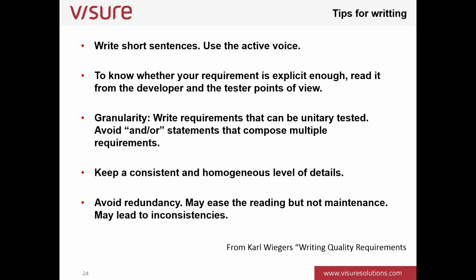Keep a homogeneous and consistent level of detail for all the requirements, and avoid redundancies, which may ease the reading but not the maintenance, and may lead to inconsistencies. This is hard to do, but we are not writing a novel. It shouldn't be funny to read. It must be clear and precise. So the whole specification could be a bit boring to read, because it's the system shall, the system shall, the system may, the system must. But that's what it is. We are not writing a bestseller. We are writing a specification that must be easy to understand and easy to read. Those are just some pieces of advice on writing quality requirements from Karl Wiegers.